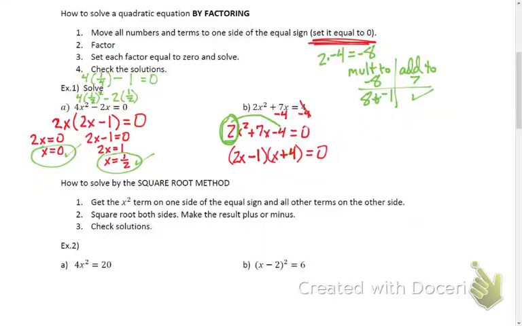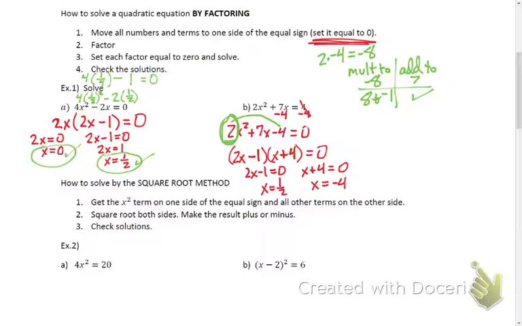So we have factored. Now I set each factor equal to 0. We're on step 3 right now. Move that 1 over. We did this over on the other one. Move the 1 over and we get 1/2. Move the 4 over and we get -4.